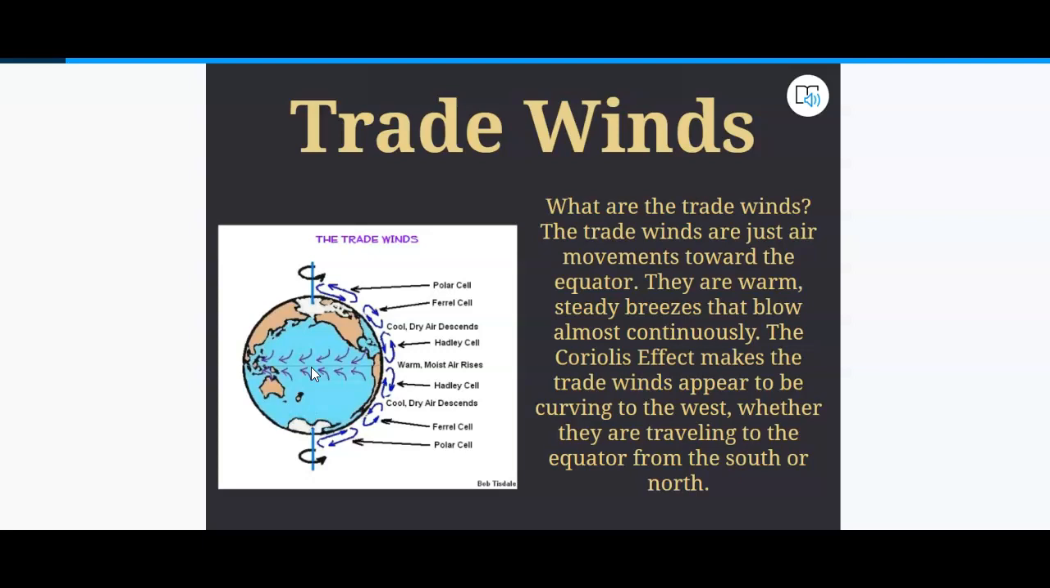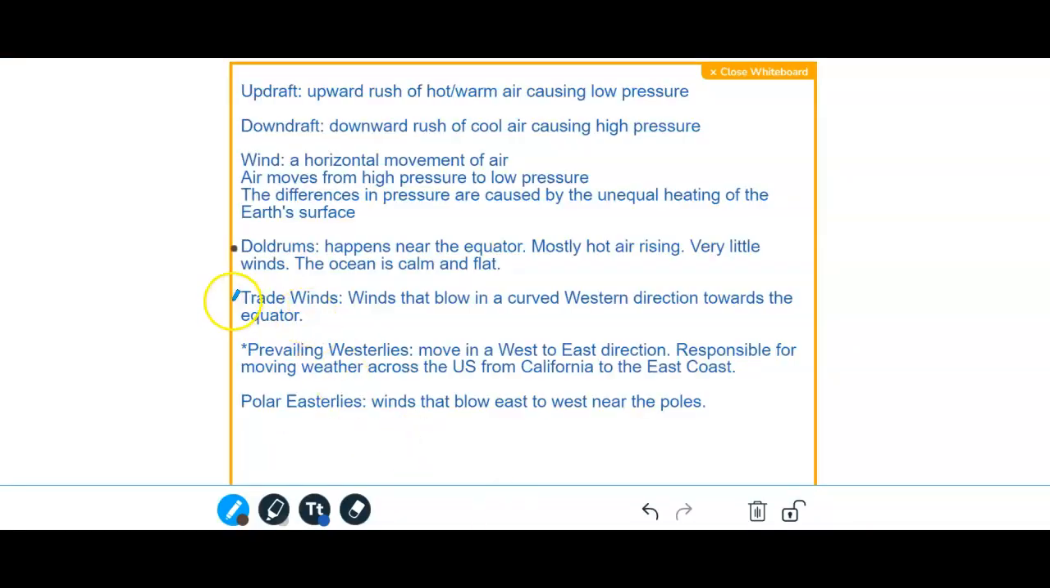Lots of Europeans back in the day would use the trade winds, Knox, to leave England and move their way to the east to North America, South America, and other places where they could trade with other people. And then they would probably catch the prevailing westerlies on their way back, unless they decide to go a super long way and all the way around. But I doubt very seriously they did that. So trade winds, as we look at the notes, is right here. Winds that blow in a curved western direction towards the equator.